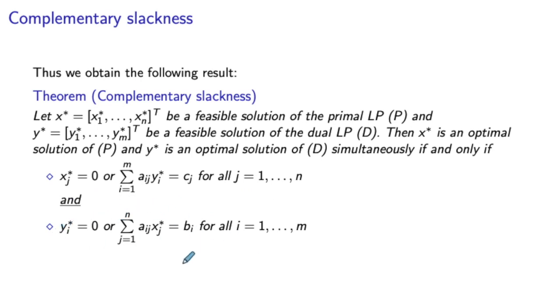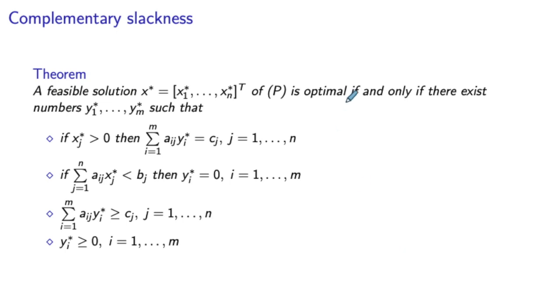So this is exactly what we just observed. And we can also state a different theorem which allows us to verify whether a given feasible solution x star is optimal for our problem P. This will be the case if and only if there exist numbers y1 star through ym star, which represent the dual optimal solution essentially, such that whenever xj star is greater than 0, then the corresponding dual constraint is going to be binding.